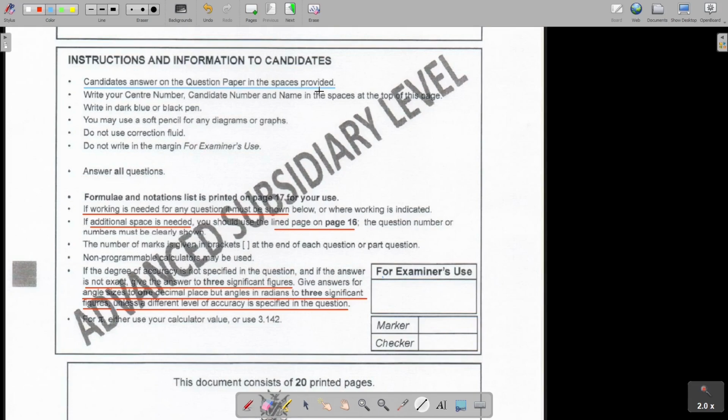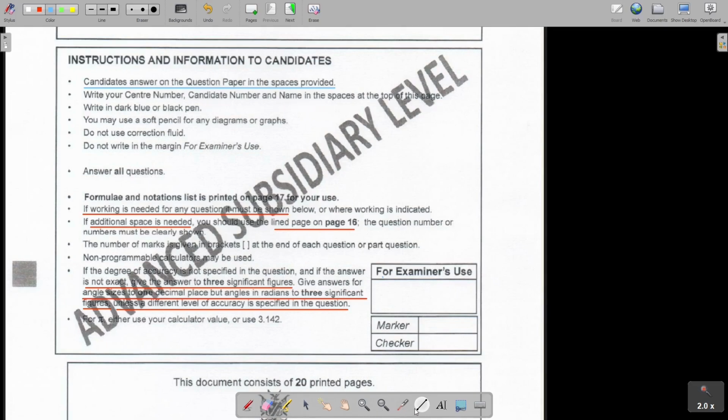Centers must not provide any additional paper. So the schools must not, don't ask for extra paper. Candidates do their work on these additional papers, and then just copy the answers, which results in the loss of all the marks for the specific question. This is very, very important because complete methods should be shown at all times. I'll show you now. Okay, so write your center number, candidate's number, name at the top of this page.